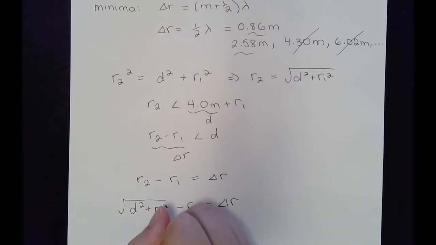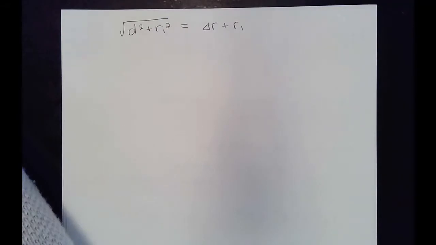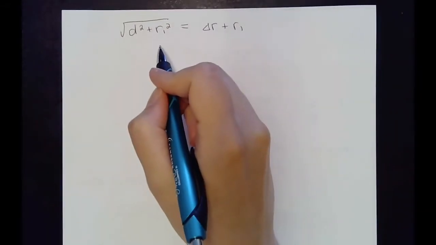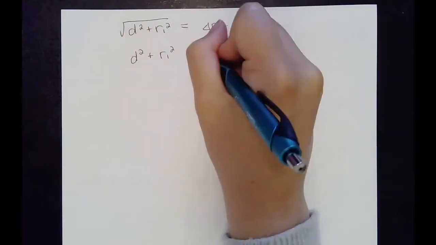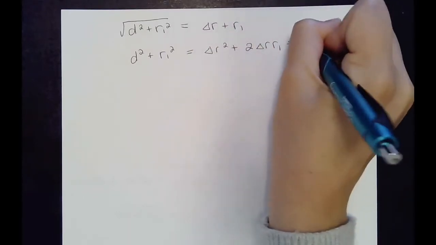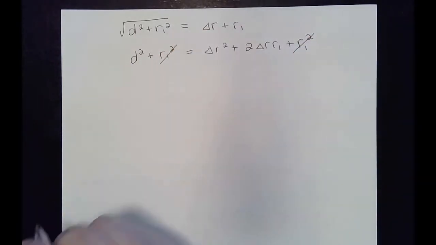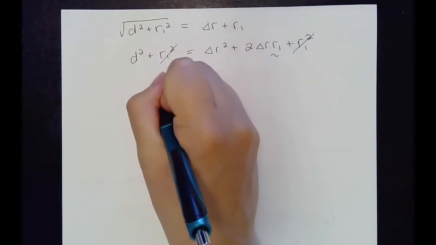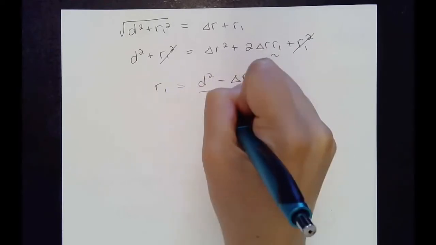Okay, so I'll get this root by itself on one side, delta r plus r1, and I'm just going to turn the page. Okay, now I want to solve for r1, so I'm going to have to square both sides. So we have d squared plus r1 squared equals delta r squared plus 2 delta r r1 plus r1 squared. And we don't need a quadratic because r1 squared cancels, so that's nice. Then I can solve for r1 here. We'll have r1 equals d squared minus delta r squared, over 2 delta r.